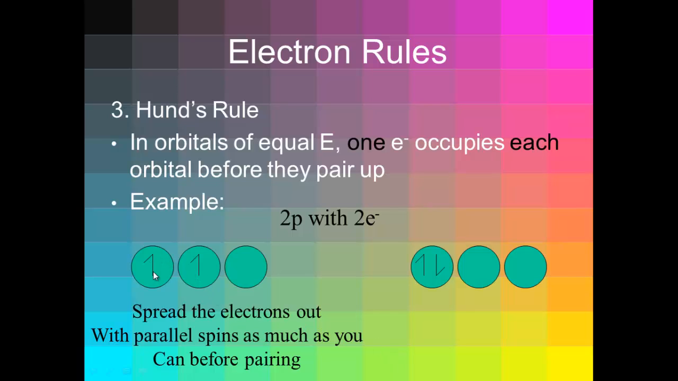And notice that these two have parallel spins. That means they're both pointing up. You do that because they're in different orbitals or in different houses. You only have to do one up and one down when they're in the same orbital. But this one is incorrect. Because there's empty spaces here, we should have spread those electrons out before pairing them up.